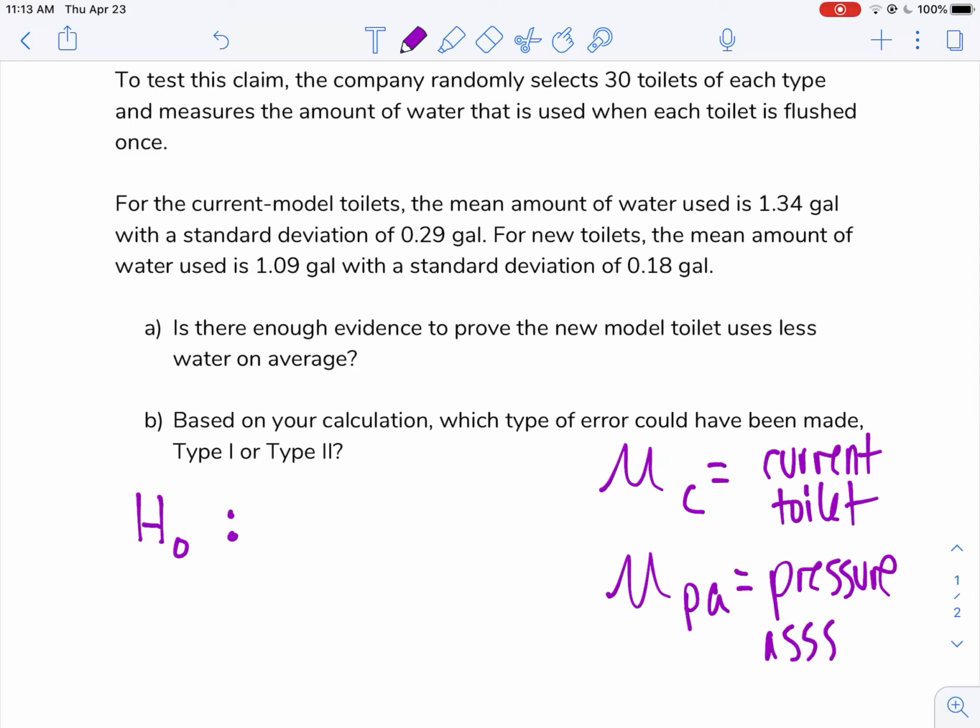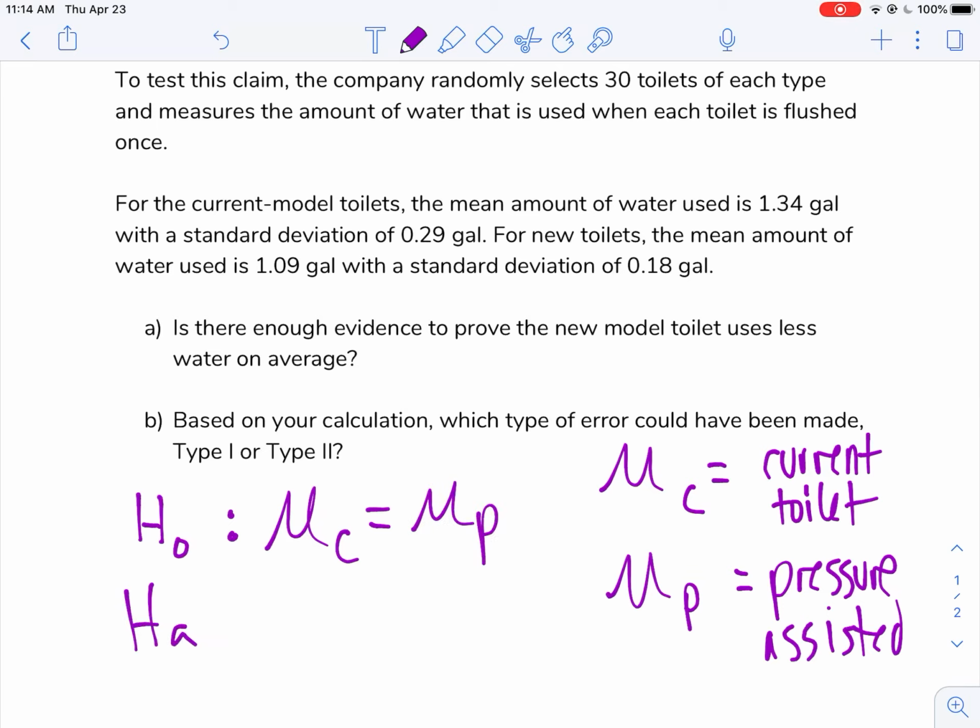And again, you can label them whatever you want, really. I'm just doing this to help me keep track. I'm even just going to make that mu of P. Alright, so what am I trying to prove? Well, first of all, our null is always going to be nice and equal. So we're looking at mu of C is going to equal mu of P.